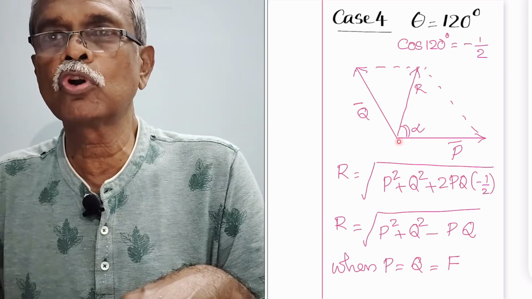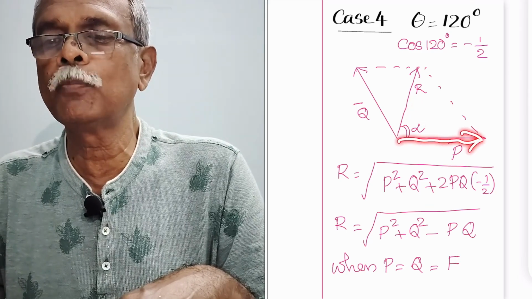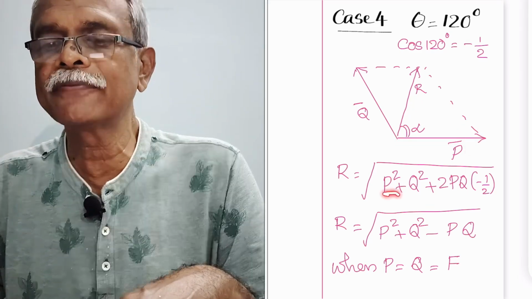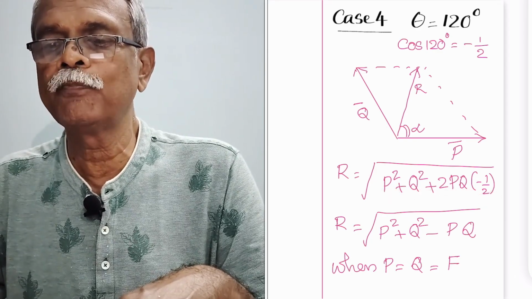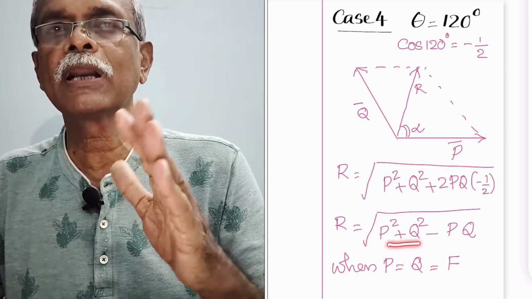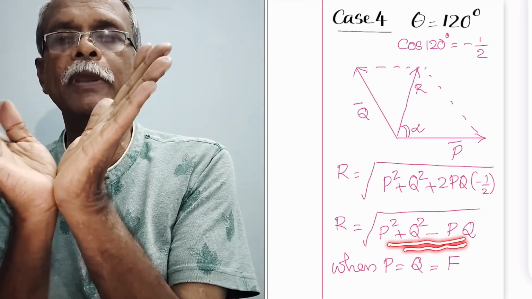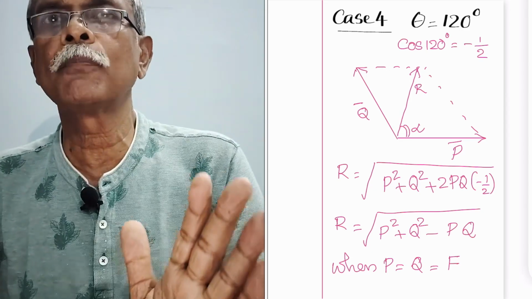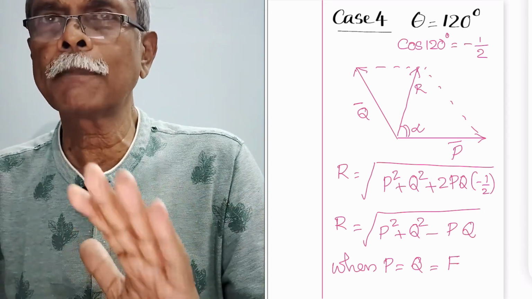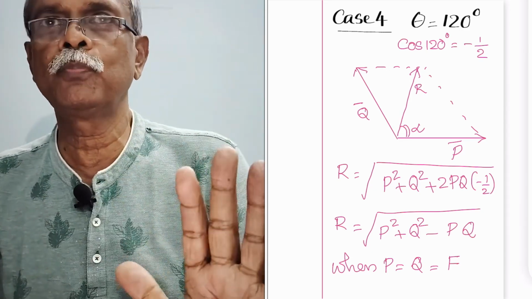R is equal to root of P square plus Q square plus 2PQ multiplied by minus half. That is root of P square plus Q square minus PQ. Therefore, if we are given that the two vectors P and Q are inclined at an angle 120 degree, the resultant is obtained by the formula root of P square plus Q square minus PQ.